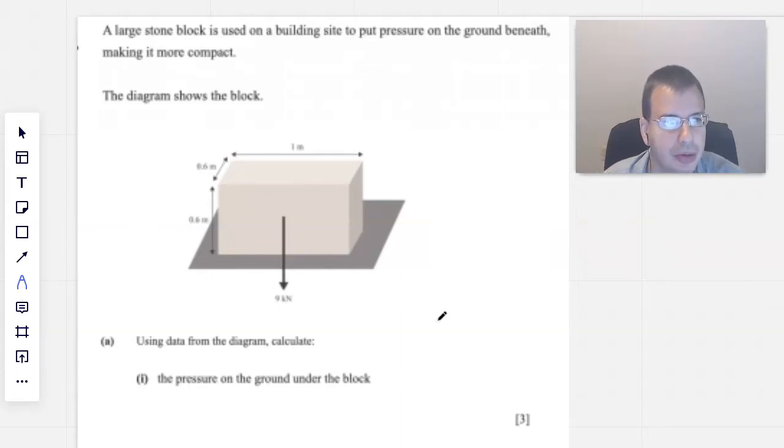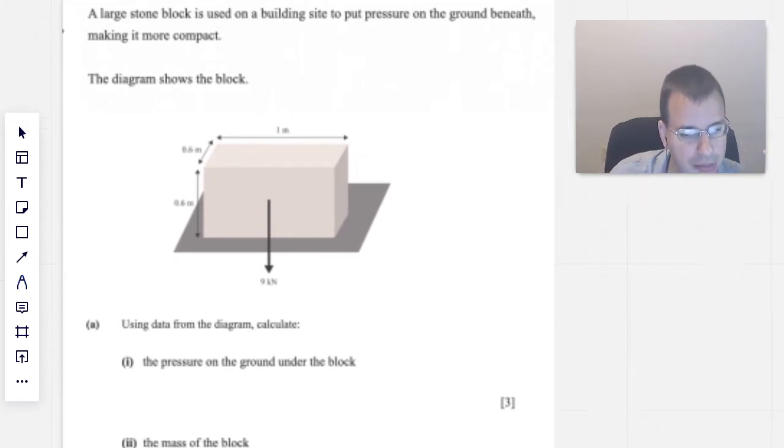A large stone block is used on a building site to put pressure on the ground beneath the block, making it more compact. The diagram below shows the appropriate block. All right, using data from the diagram below, calculate the pressure on the ground from the block.